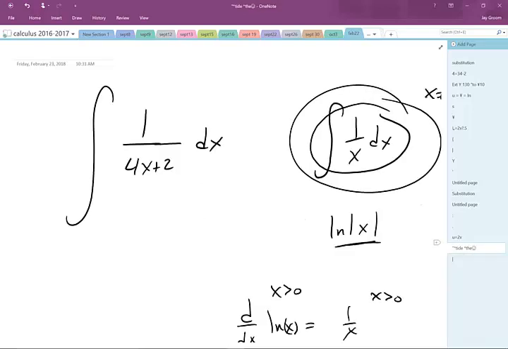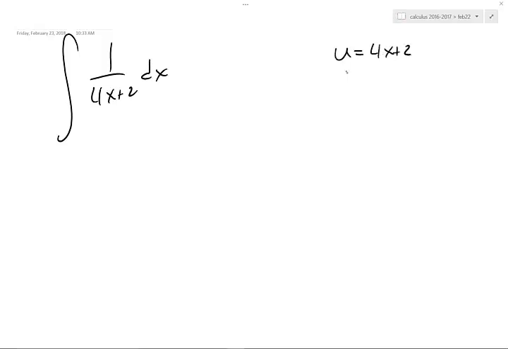Okay, so back over here, I'm going to do another one. So the integral of 1 over 4x plus 2, it's the same thing I just did on a different page. Look, u is equal to 4x plus 2. Therefore, du is 4 dx. What's the derivative of 2? It's a constant. Good question.